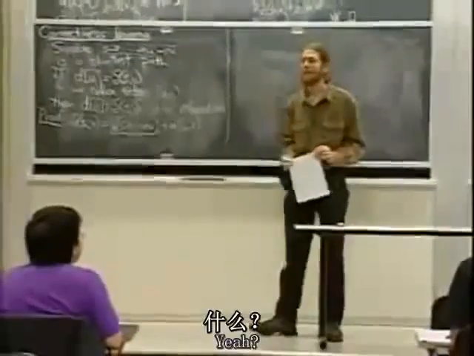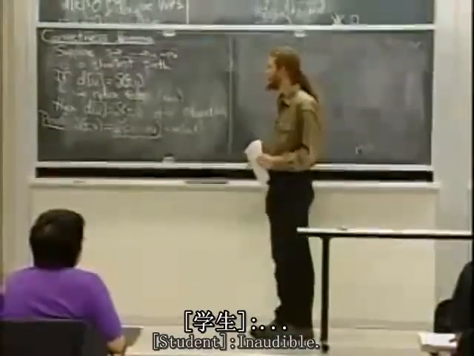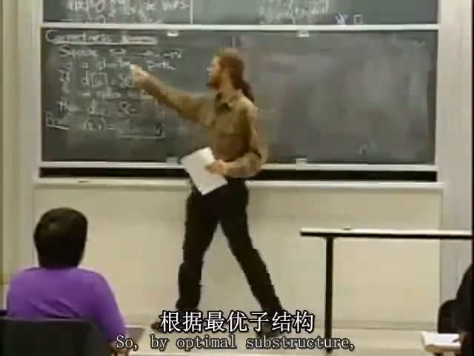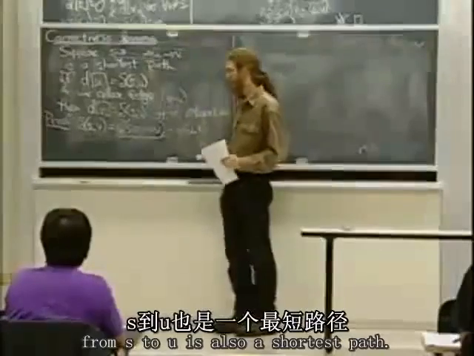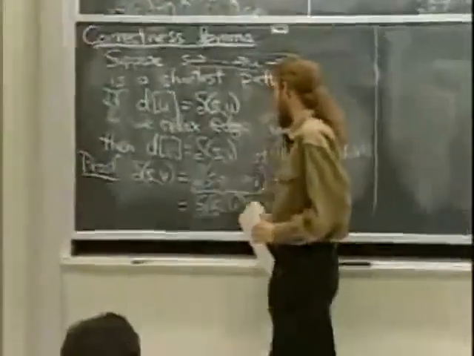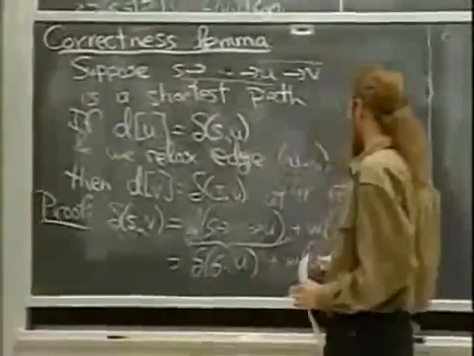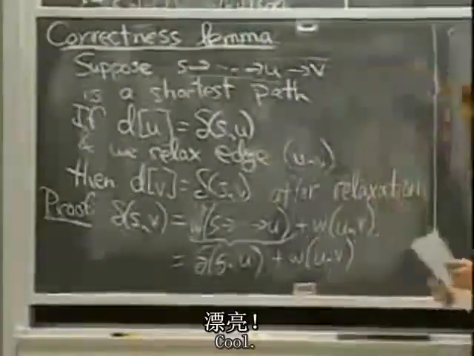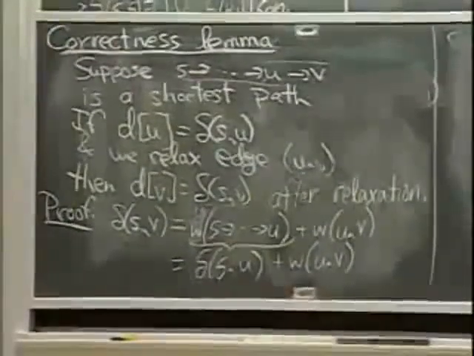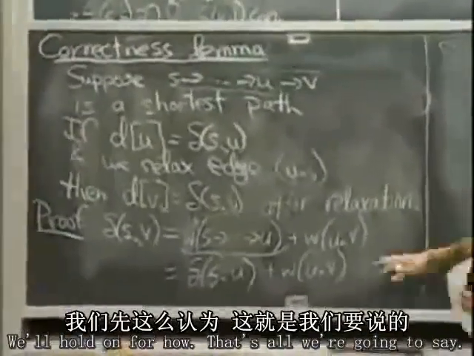Yeah? Well, we said it was the shortest path, right? So it has to be the optimal subpath. S to V is the shortest path, right? So by optimal substructure, from S to U is also a shortest path. So this is delta of SU. Cool. We'll hold on for now. That's all we're going to say.